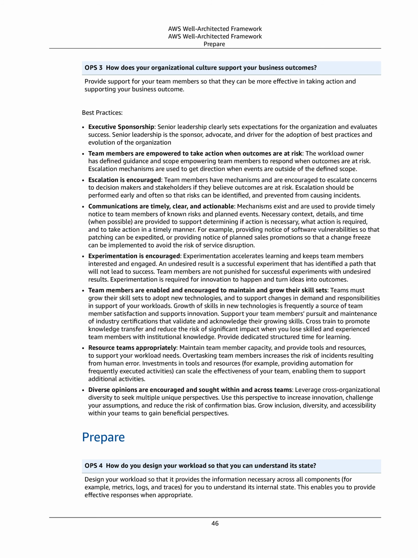Experimentation is encouraged. Experimentation accelerates learning and keeps team members interested and engaged. An undesired result is a successful experiment that has identified a path that will not lead to success. Team members are not punished for successful experiments with undesired results. Experimentation is required for innovation to happen and turn ideas into outcomes.